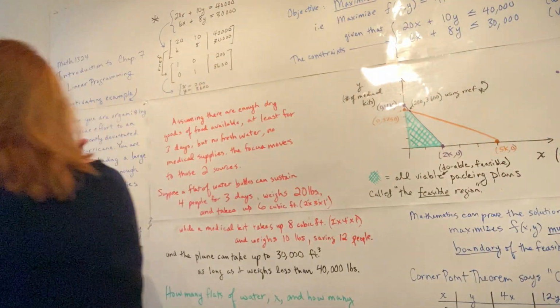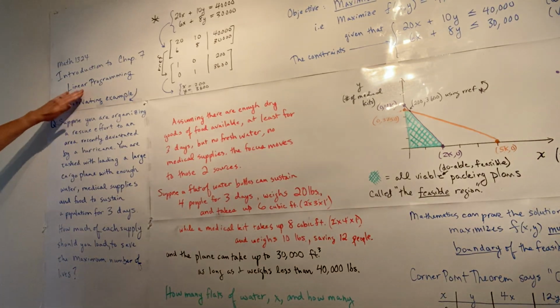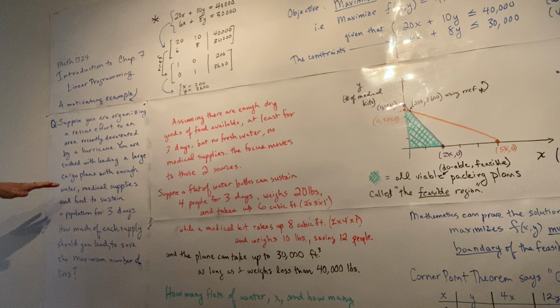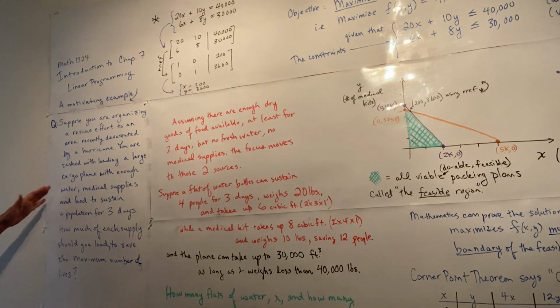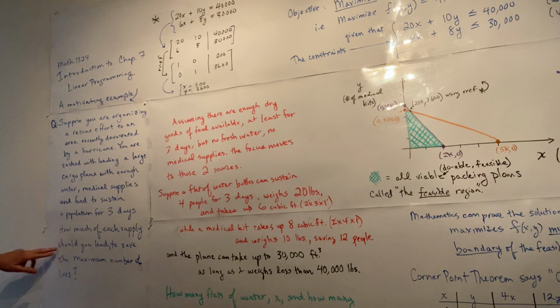So for example, linear programming covers a bunch of things in chapter 7, but this example I use to motivate the whole chapter. So, suppose you are organizing a rescue effort to an area recently devastated by a hurricane or some disaster, and you are tasked with loading a large cargo plane with enough water, medical supplies, and food to sustain the population at least for the first 3 days until another cargo plane can get in there. How much of each supply should you load to save the maximum number of lives?